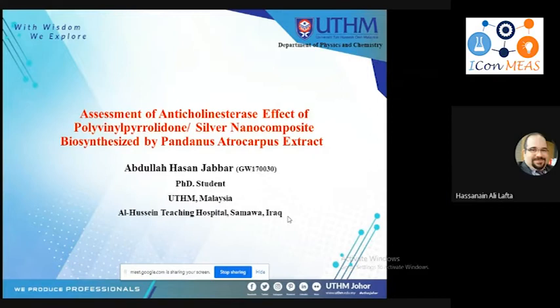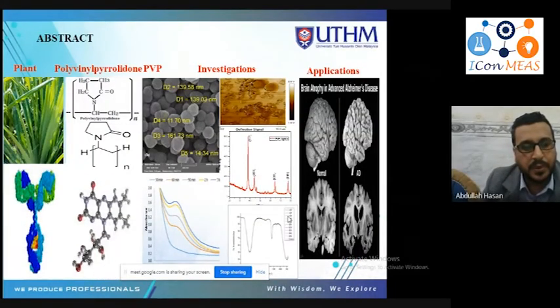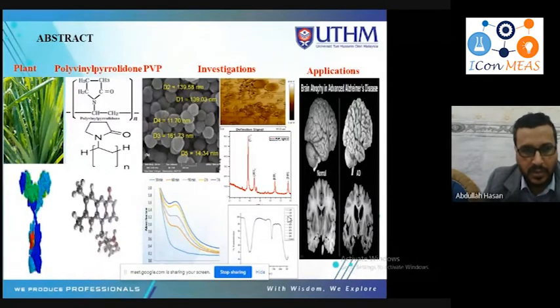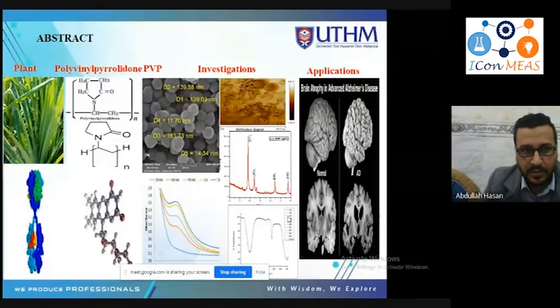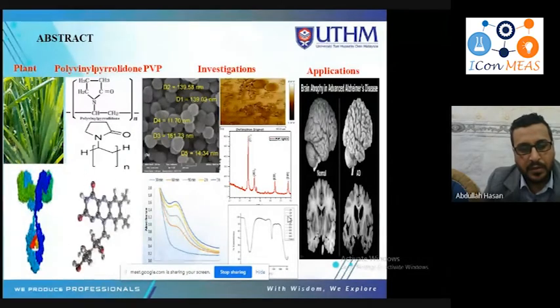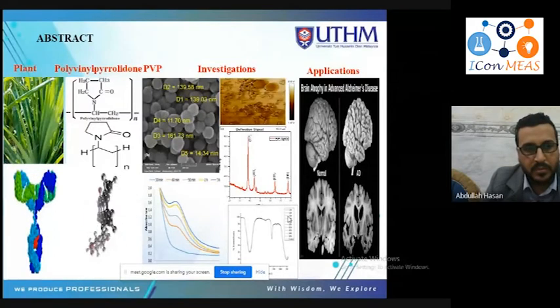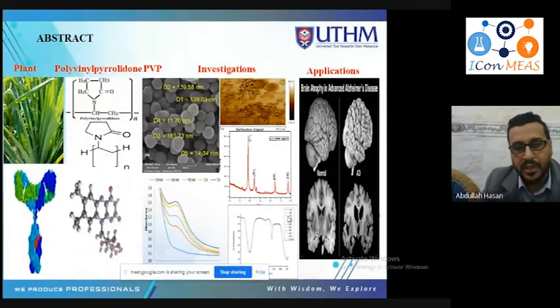In our abstract, we will prepare a silver nanoparticle from the plant, which is Pandanus atrocarpus. It's a famous plant in Malaysia and in Iraq also, with the polymer PVP. Here we will investigate our nanocomposite, because silver nanoparticle with polymer will be a nanocomposite.